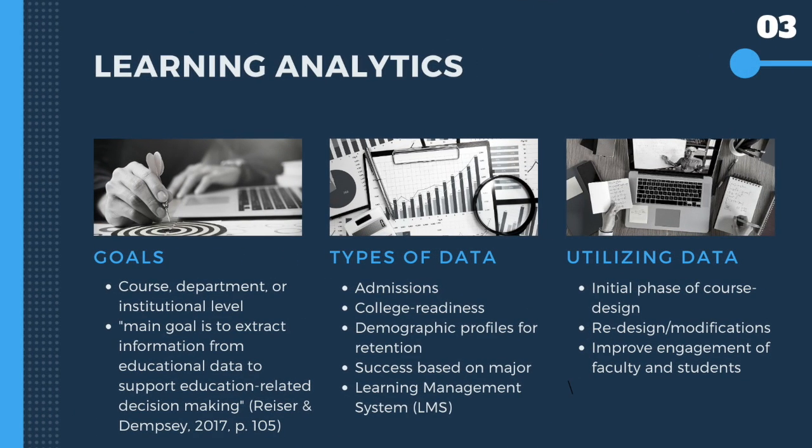When looking at learning analytics, you want to identify your goals, the types of data you're pulling, and the way that you're going to utilize that data. Under your goals, there can be goals at different levels, including course, department, or institutional level. The types of data that information can be pulled from includes admission, your college readiness, demographics, and your learning management system. Finally, looking at how the data will be used, if it's going to be used by new faculty to design a course or to redesign a current course.